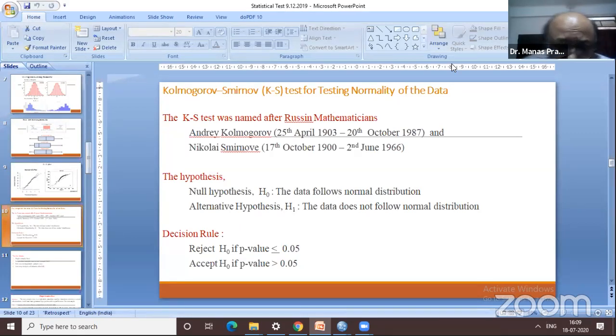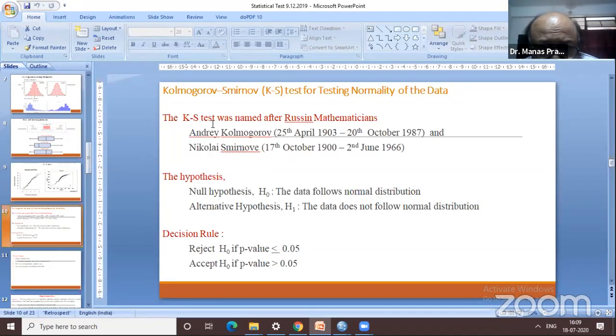This means to get a final conclusion, you should apply the Kolmogorov-Smirnov test. Actually graphs give us an idea. From the graphs, we cannot actually say whether my data follows a normal distribution or not. Graphs give you an idea about it, but to get a final conclusion, you need to have the Kolmogorov-Smirnov test for testing the normality.